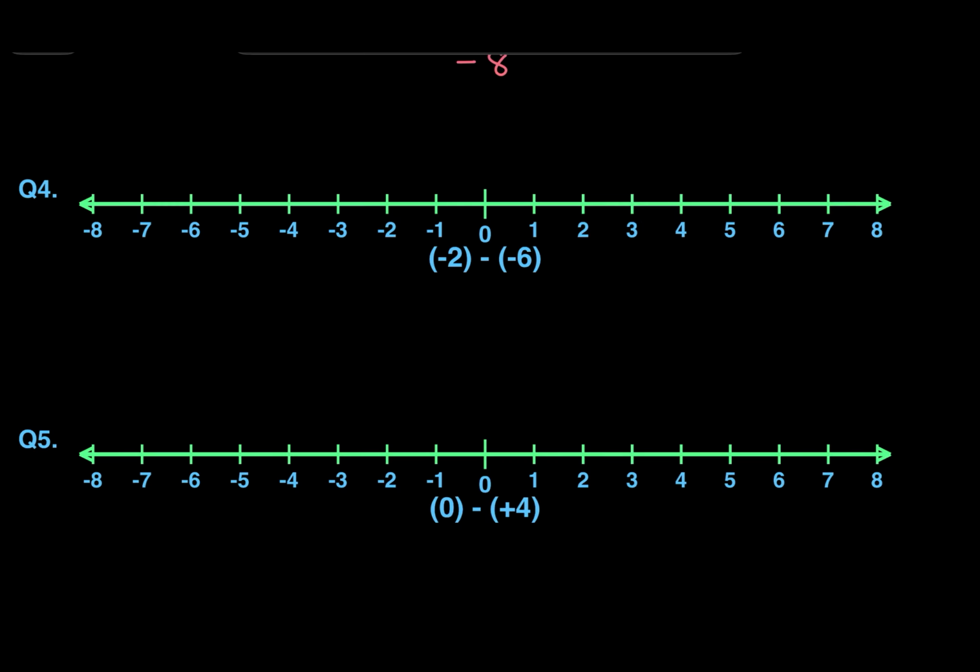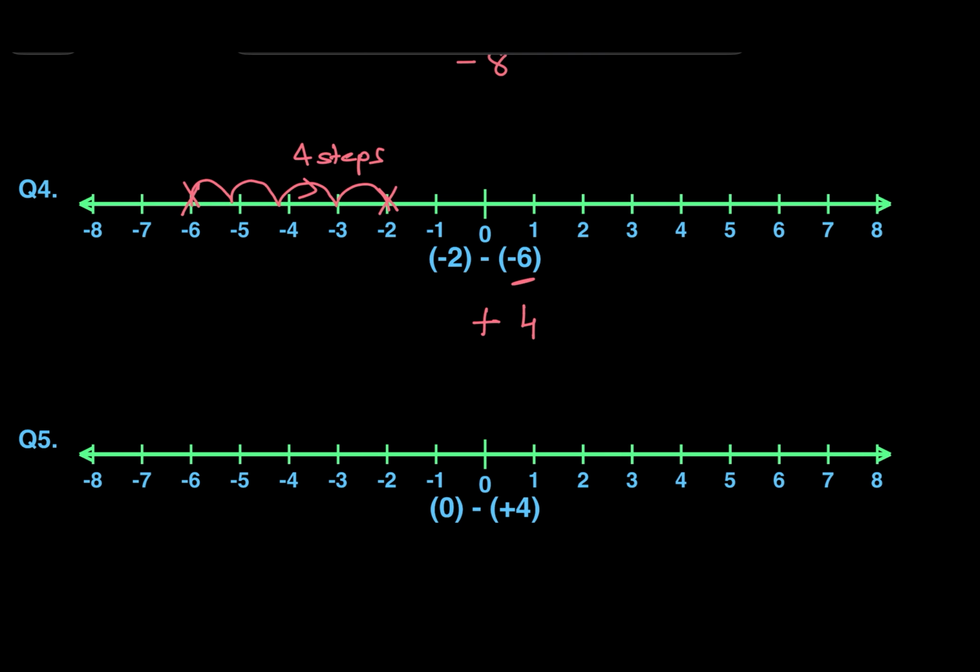Question number 4. First we have to look for this negative sign in between. Okay. Plot both these points. Negative 2 and negative 6. Okay. One is negative 2 and the other is negative 6 is here. From here, negative 6, start jumping towards the other marked integer. 1, 2, 3, 4 steps. Write down over here. 4 steps we took towards the right, and so it is positive 4.